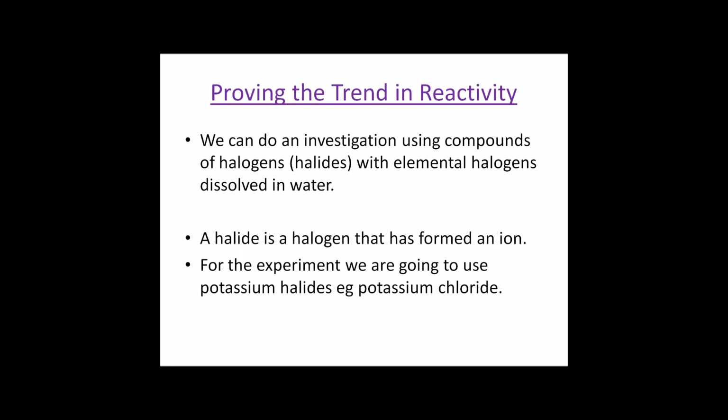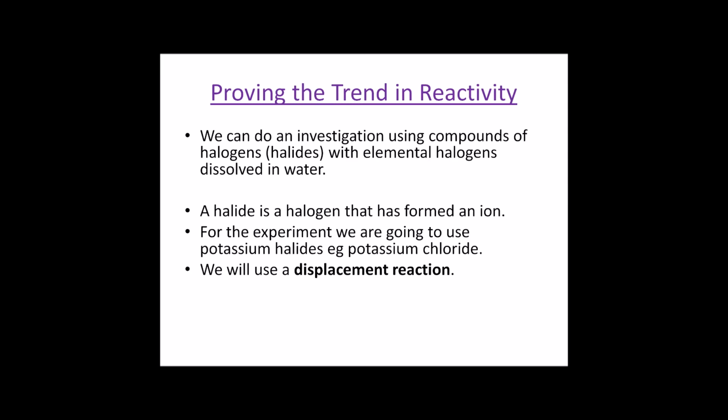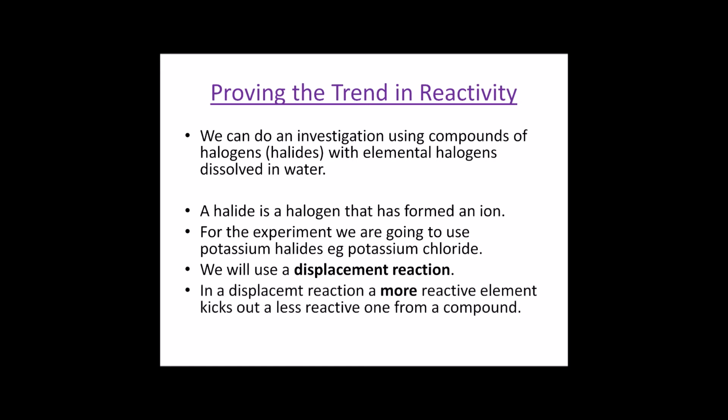So we've got one potassium, which is K, reacted with one halogen, whatever that may be. So for example, potassium chloride would be K for potassium, Cl for chloride, KCl. What we get is something called a displacement reaction. In a displacement reaction, a more reactive element kicks out a less reactive one from a compound.